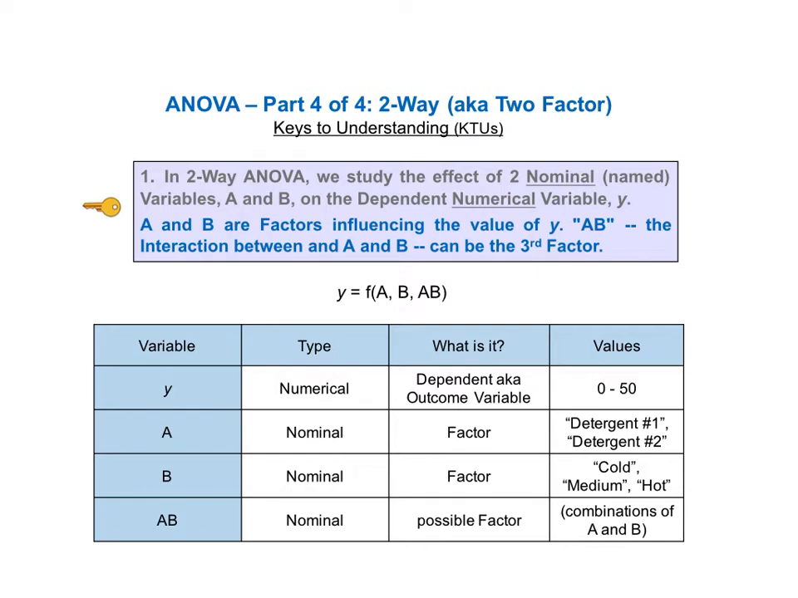Y is a function of A, B, and AB. Y is the dependent variable in the function y equals f of A, B, and AB. It is also known as the outcome variable.